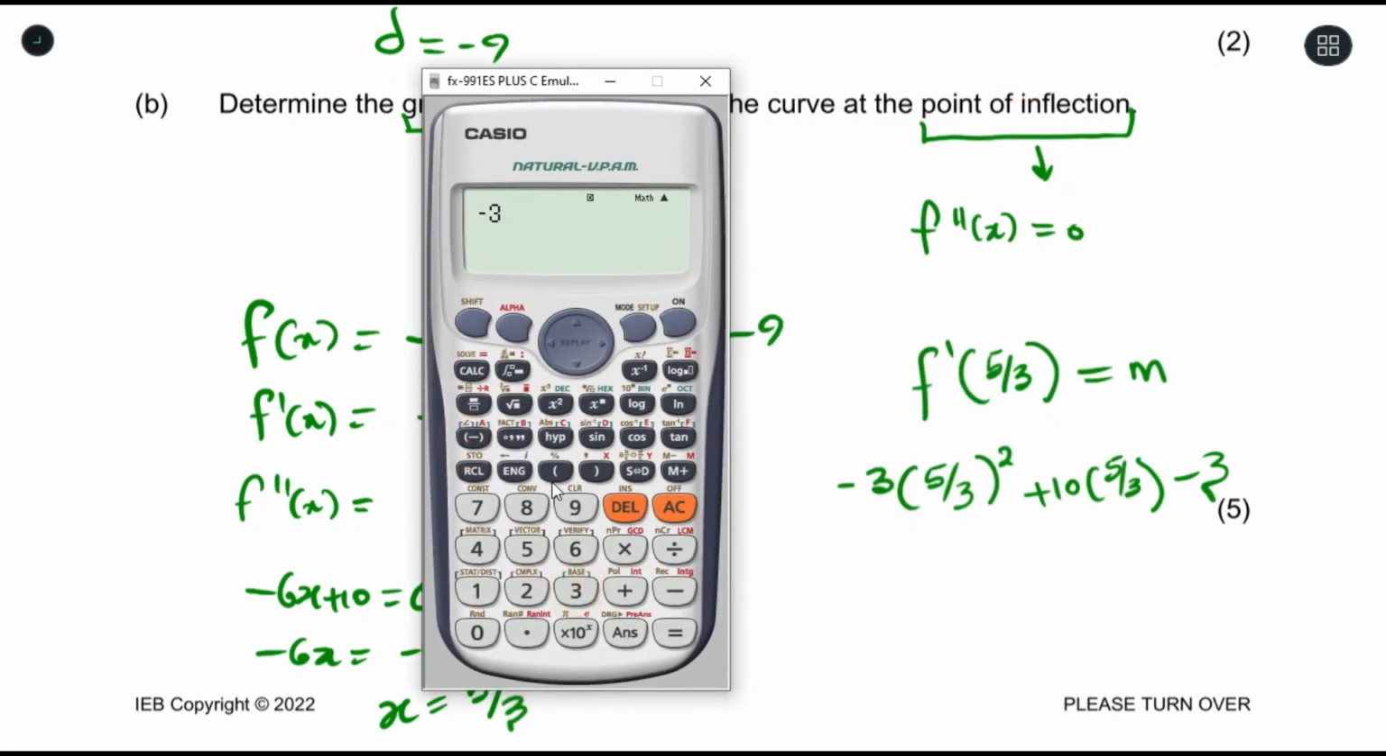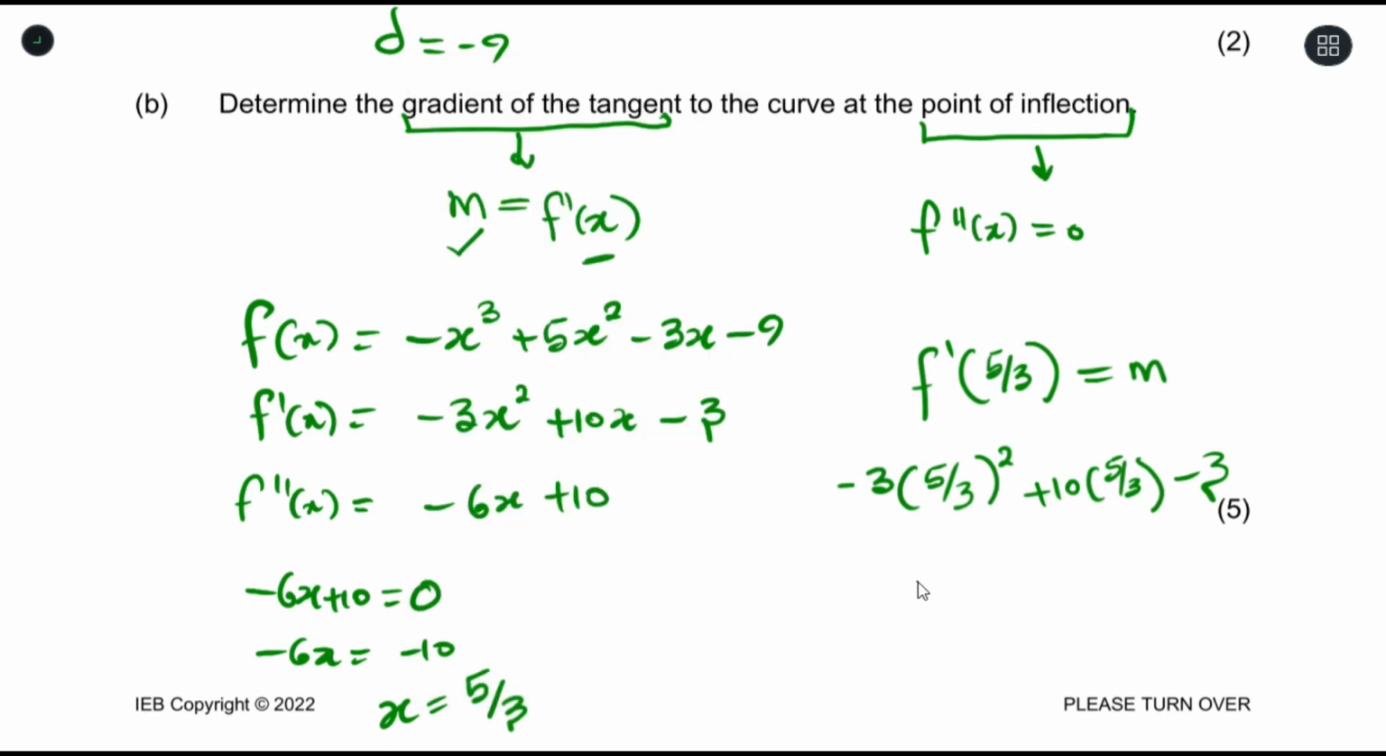Okay, so substituting all this, you're going to get negative 3 (5 over 3) squared plus 10 (5 over 3) minus 3. So that gives you 16 over 3. So the gradient at our point of inflection would be 16 over 3. And that's the answer. Okay.